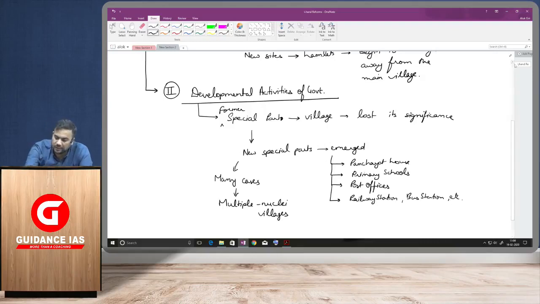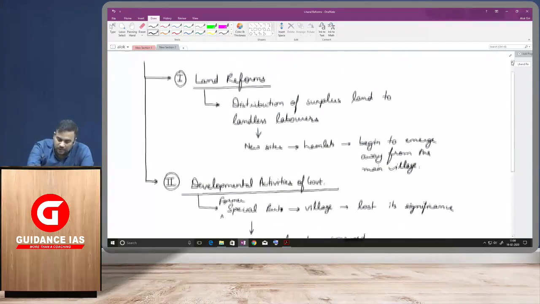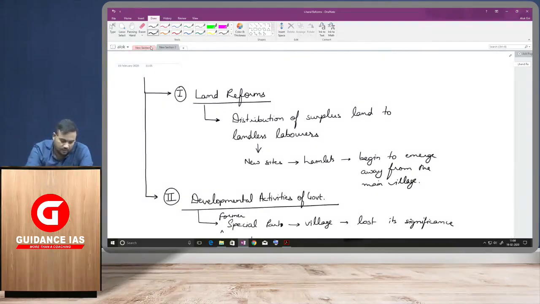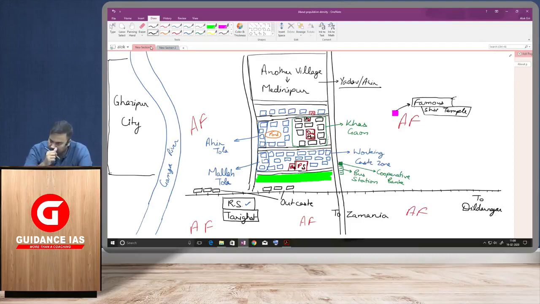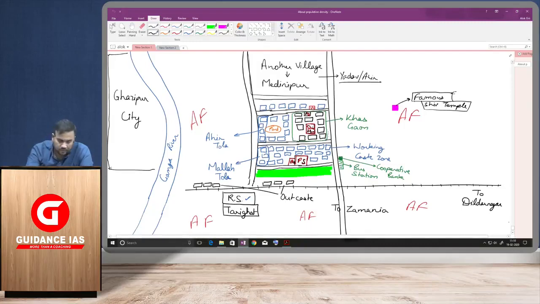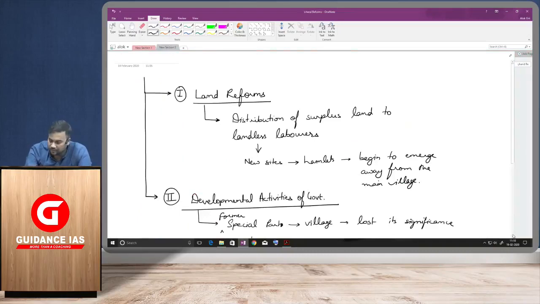जैसे जो मैंने अभी बनाया, यहाँ पर 2 special parts emerge हो चुके हैं. And these 2 special parts are this one, the bus station cooperative bank area, and the second one is this railway station. Always when you go here, both the places would have lots of people present. ठीक है, characterized by much higher functionality. So there are now 2 special parts. So there is emergence of what? Very frequently multiple nuclei.